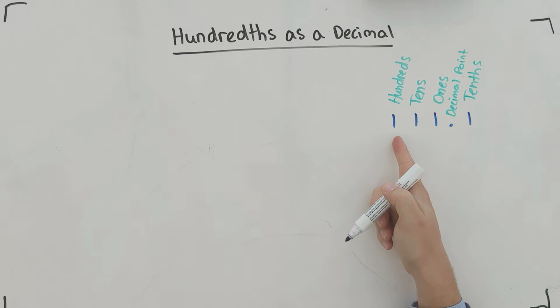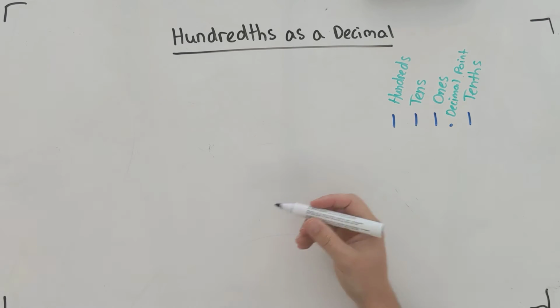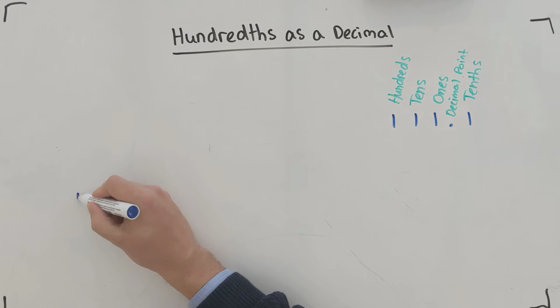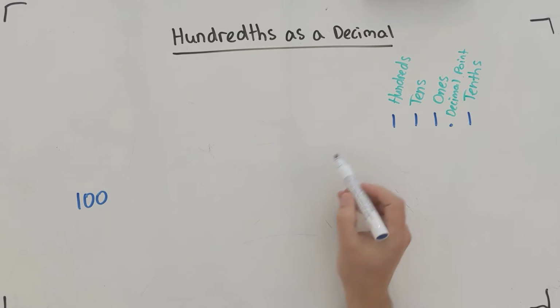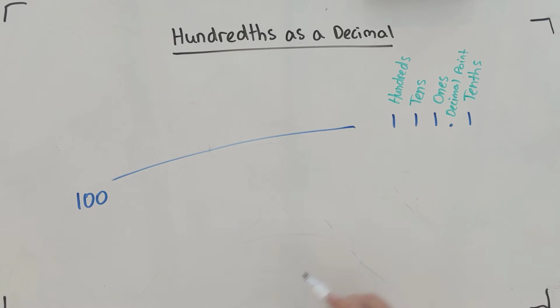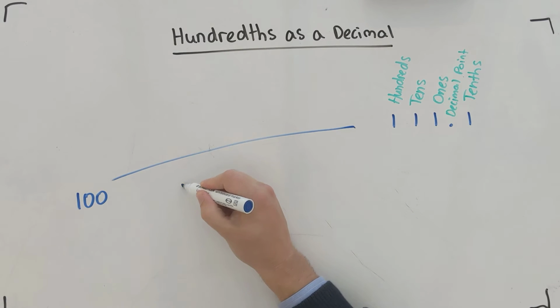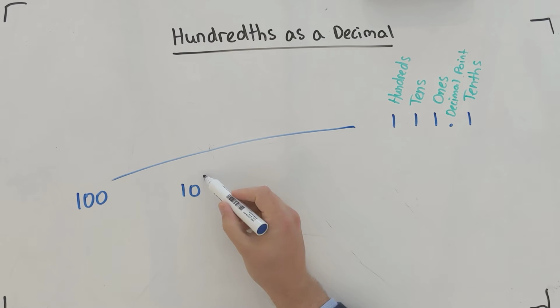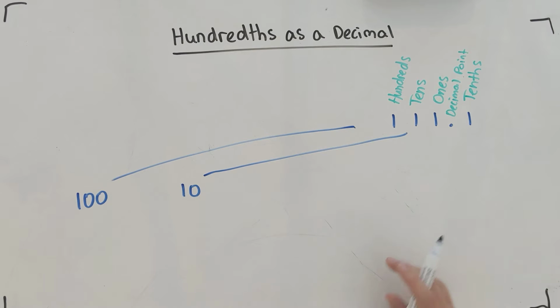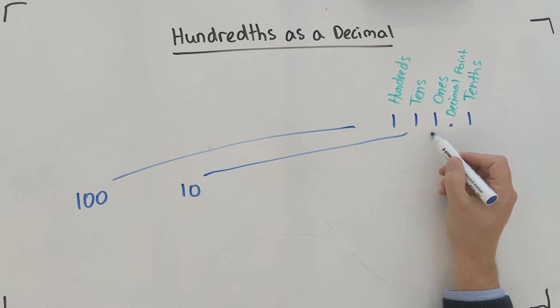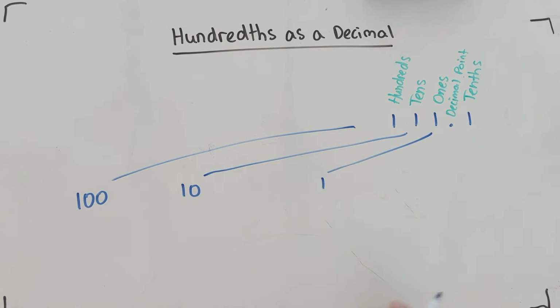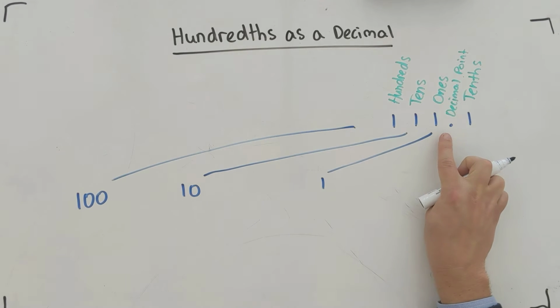We've got 1 in the hundreds column, so that I know is 100, right? 1 in the hundreds column gives us 100. We've got 1 in the tens column. That's giving us 110, isn't it? We've got 1 in the ones column. That's just 1. So we've got 100 and 10 and 1. To say that all together, you would say 111.